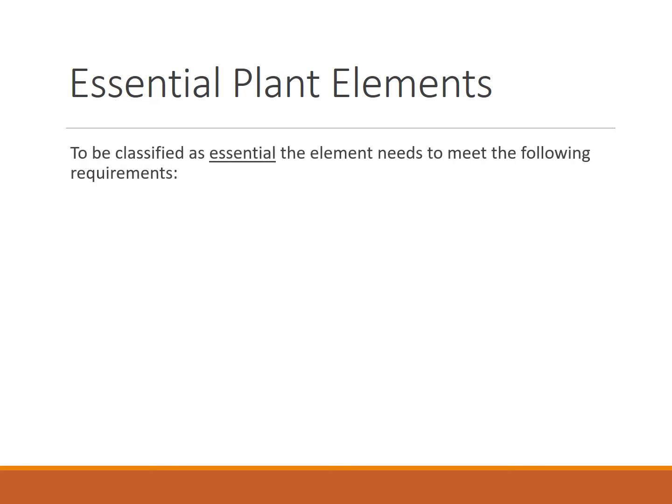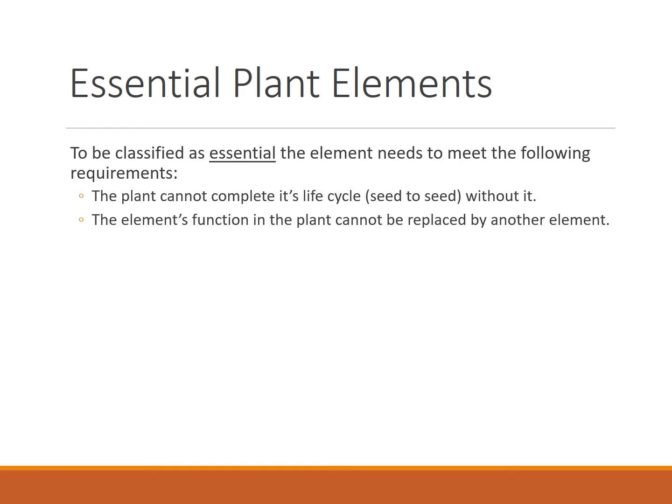To be classified as essential, the element needs to meet the following requirements. Number one, the plant cannot complete its life cycle without it. Number two, the element's function in the plant cannot be replaced by another element. And number three, the element is directly involved in the plant's growth and development. So, if a particular element meets these three criteria, then it's considered to be an essential element for plant growth.